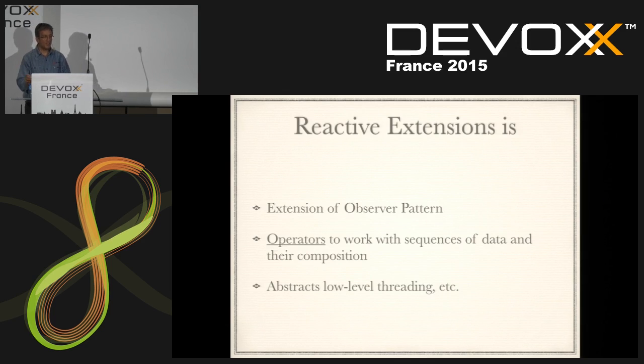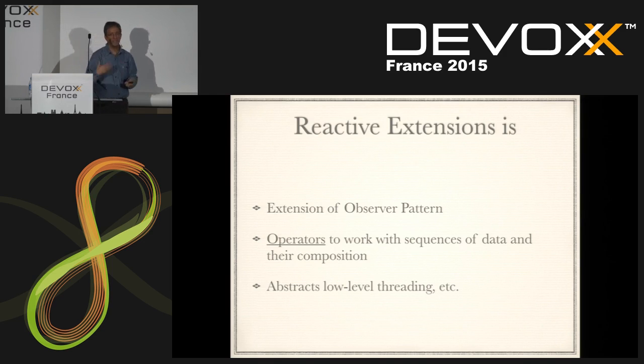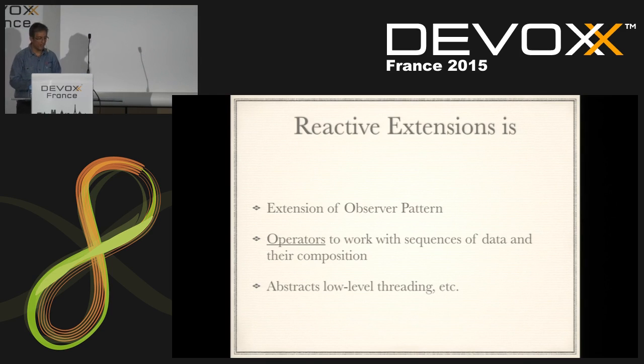Brilliant. So Reactive Extensions is nothing but an extension over the observer pattern, and it has a bunch of operators to work with sequences of data and combine these sequences of data. That's why it's called reactive, because you react to events, and extensions because we're extending what's already there in the language. We're extending on top of collections, on lists of items. And more importantly, it abstracts away low-level threading, callbacks, asynchronous programming. Those are the key things of Reactive Extensions.